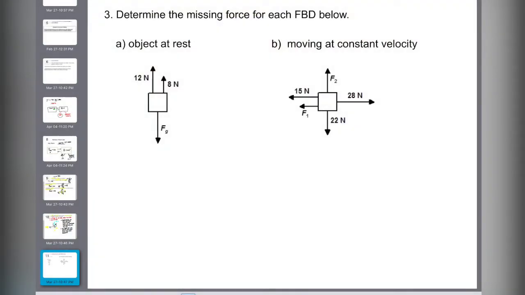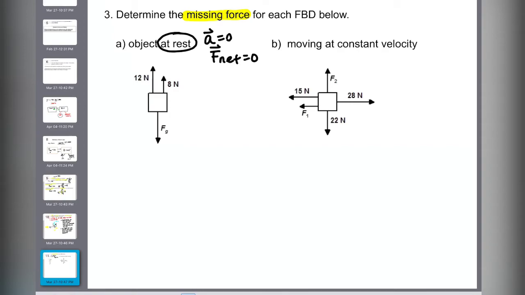Question number 3 now, they're asking you to determine the missing forces from each of the free body diagrams. So let's take a look at them. Question A says the object is at rest. At the beginning of the video, we already mentioned, if they mention anything that is at rest, it's telling you that the acceleration is 0. And it's also telling you that the F net also has to equal 0. Okay, go back to lesson 2 to follow the proper format of how to analyze a forces type of question.